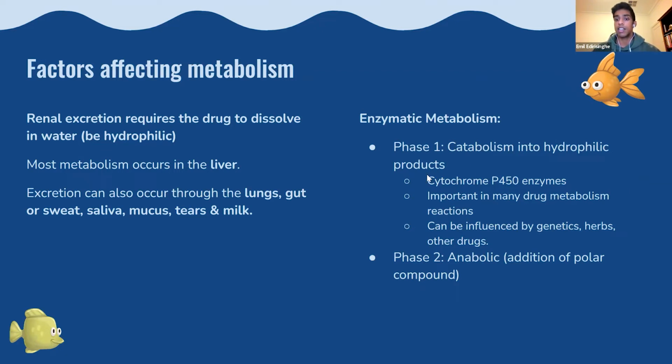This is usually done by a series of enzymes, and a very important series of enzymes here is the cytochrome P450 enzymes. This is a family of enzymes that are important in many drug metabolism reactions. These are also called CYP450 enzymes, and they can be influenced by genetics, herbs, and other drugs. A notable example here is St. John's wort, which increases the function of these CYP enzymes, and therefore means that a lot of drugs might be metabolized faster if the patient is also taking St. John's wort.